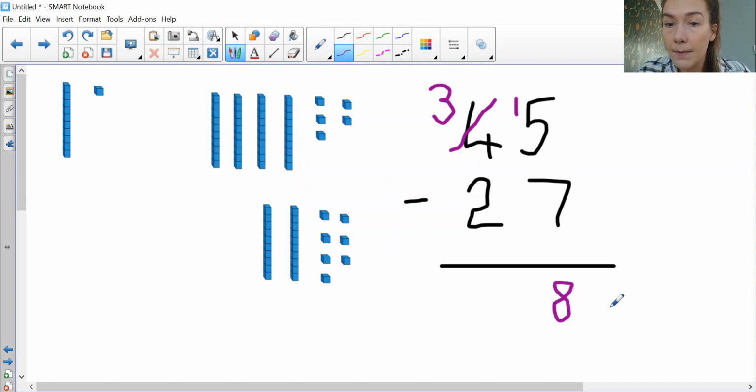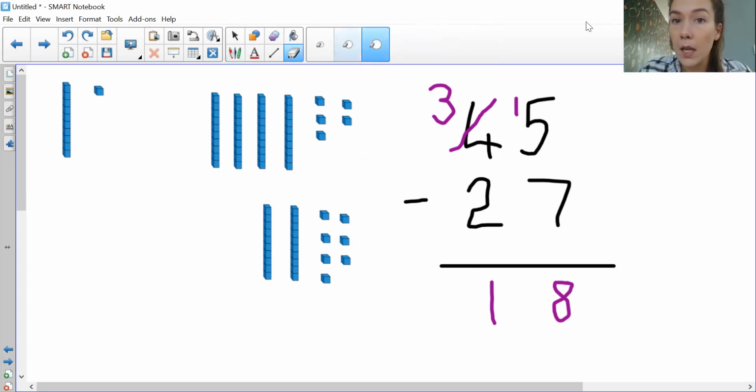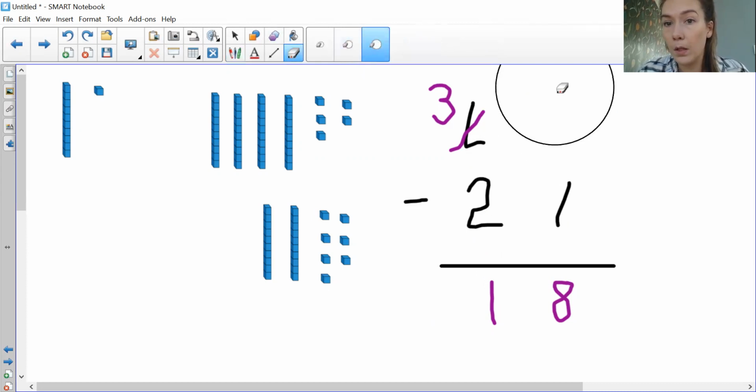And then 3 subtract 2, which is going to leave you with 1. And that's your answer. And it is pretty simple once you get into the hang of it. I'm sure you'll be fine. Let's do one more together before we go.